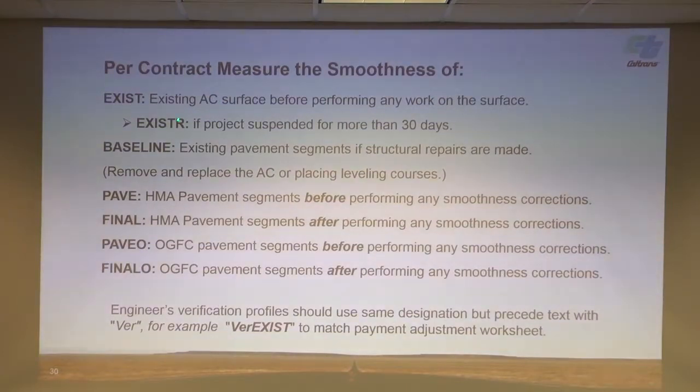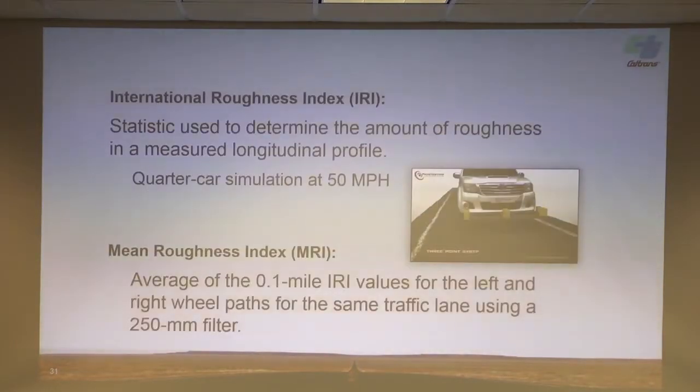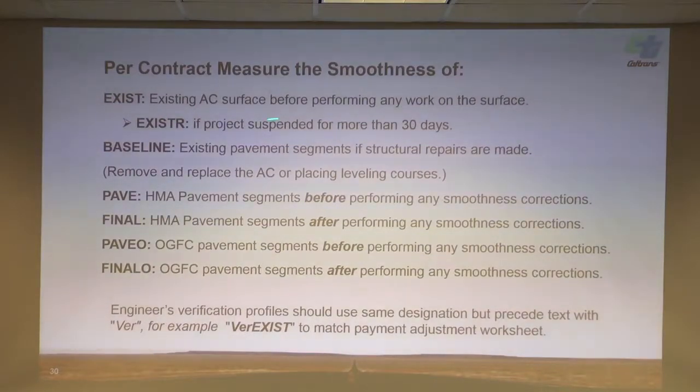So if we have an existing surface that goes through a winter suspension, or it's out there longer than 30 days, the contractor is supposed to, let me back up, supposed to rerun that, and you'll have a second existing file that would be called existing R, revised.